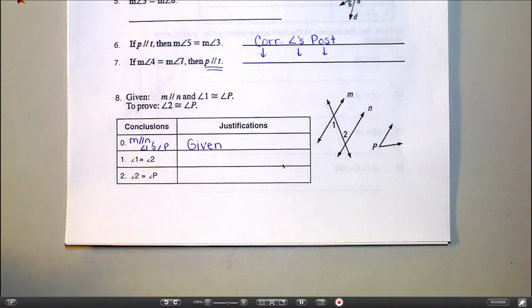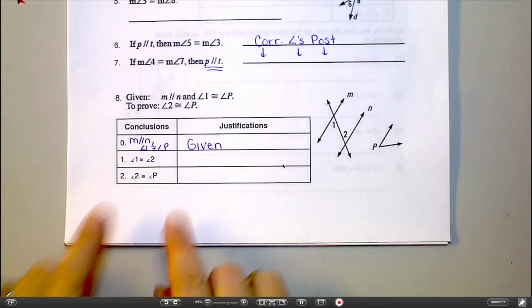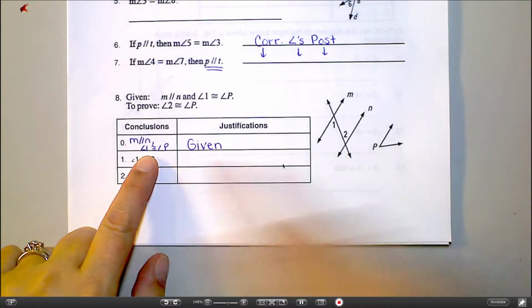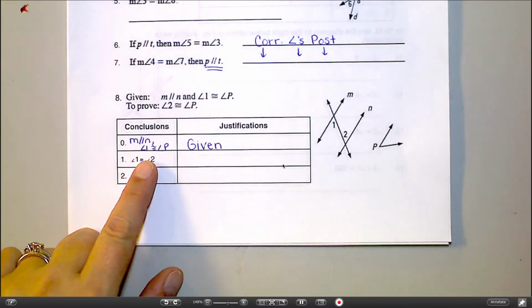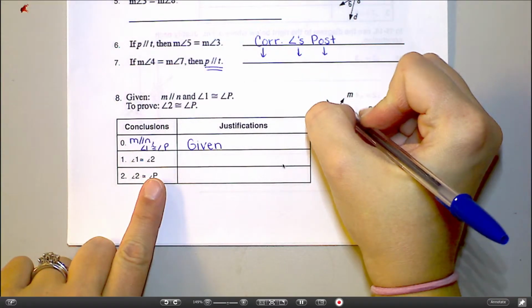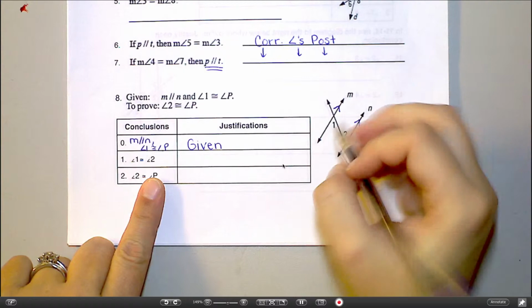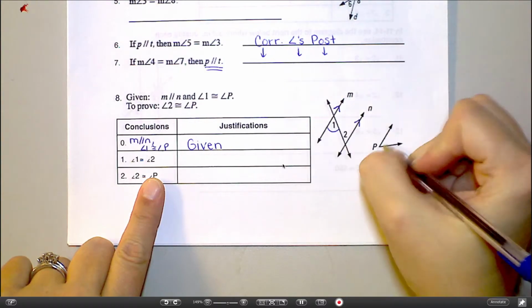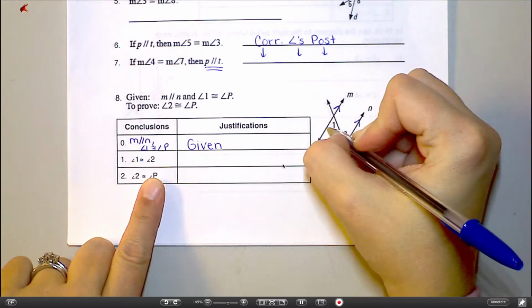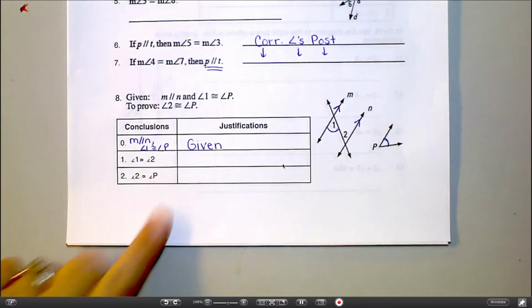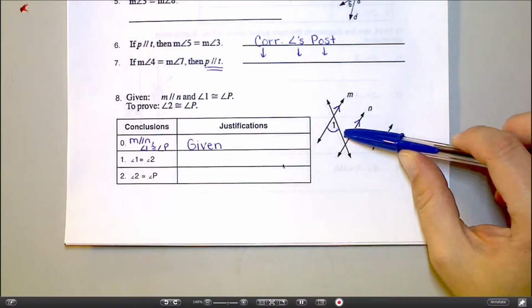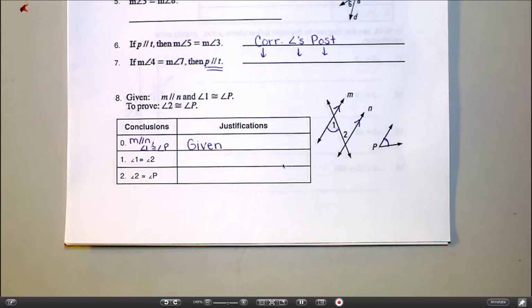And what I usually do at that point is I take whatever information I just got in the given and I mark it in my picture. So I'm going to mark that these 2 lines are parallel. And I'm going to mark that angle 1 and angle P are congruent. So these 2 angles are the same. And remember, what I'm trying to show is that angle 2 is also equal to angle P.